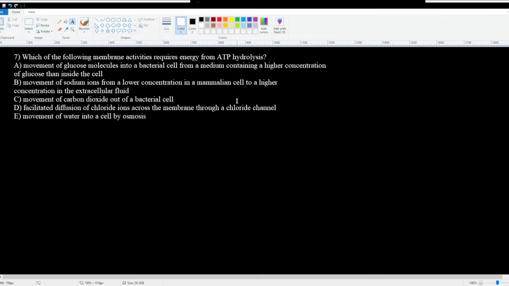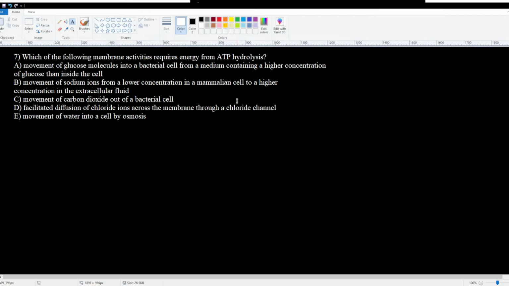So the question is asking, which of the following membrane activities requires energy from ATP hydrolysis? A, the movement of glucose into a bacteria cell from a medium containing a higher concentration of glucose than inside of the cell. B, movement of sodium ions from a lower concentration in a mammalian cell to a higher concentration in extracellular fluid. C, movement of carbon dioxide outside of the cell. D, facilitated diffusion of chloride ions across the membrane through a chloride channel, or E, movement of water into a cell by osmosis. So this question is asking about active versus passive transport.